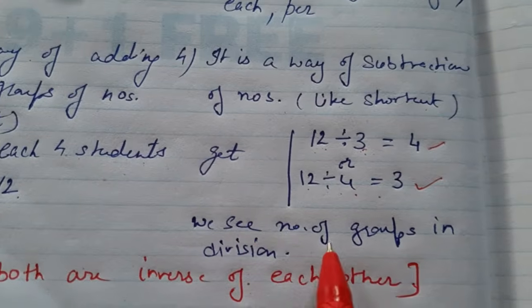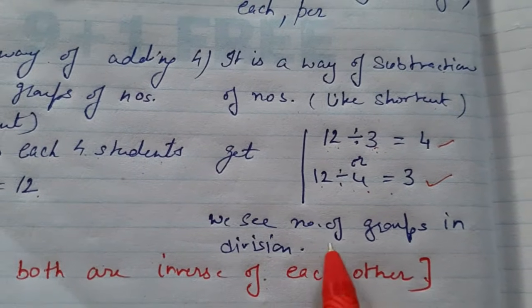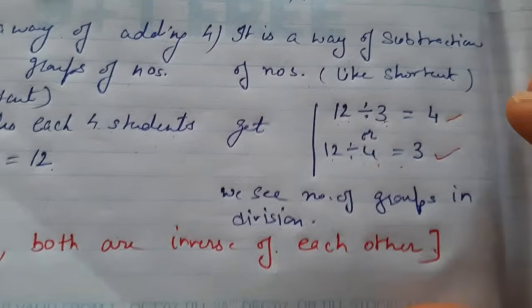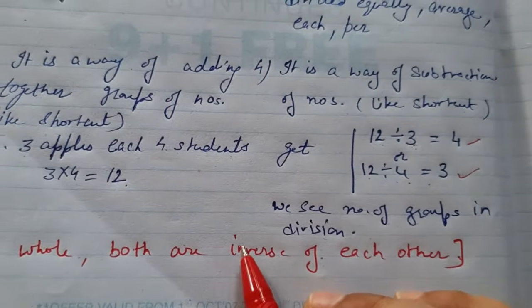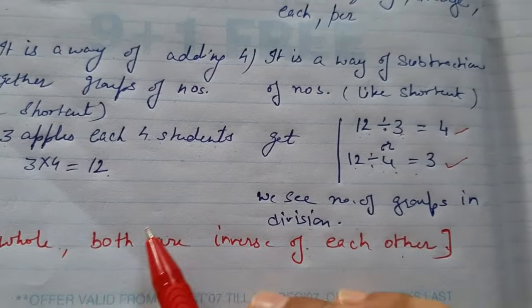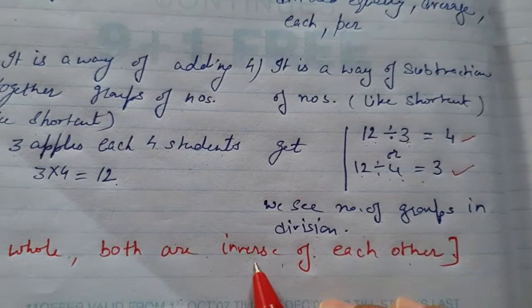So we see the number of groups in division. We always find out the number of groups in division. Or what you can say, on the whole, both are the inverse of each other. Both are inverses of each other, whether it is multiplication or division.